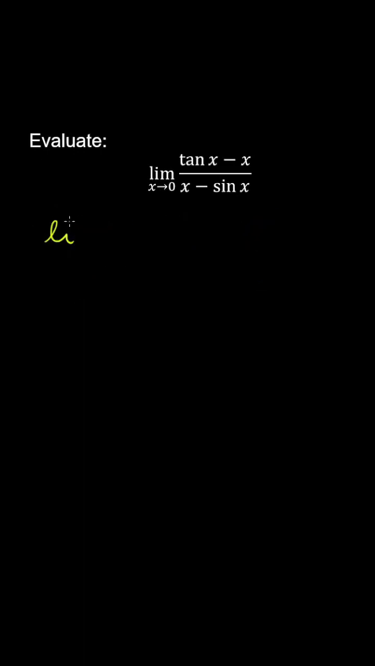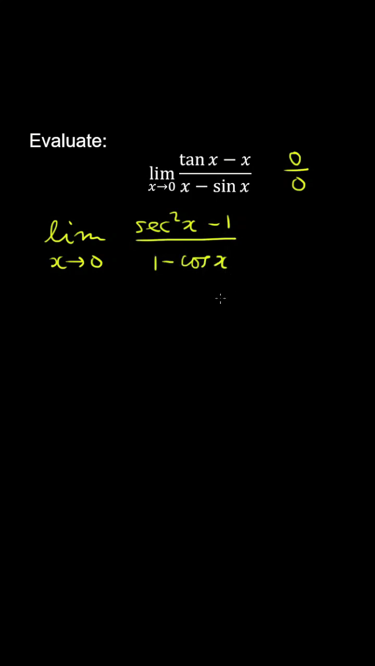Let's evaluate the following limit as x goes to 0. So if we substitute for x equals 0, we get a limit of 0 on 0, and we can apply L'Hopital's rule. So differentiating the function in the numerator, we get the following result, and in the denominator we get 1 minus cosine x. And this is still a limit of 0 on 0, so we can apply L'Hopital's rule again.